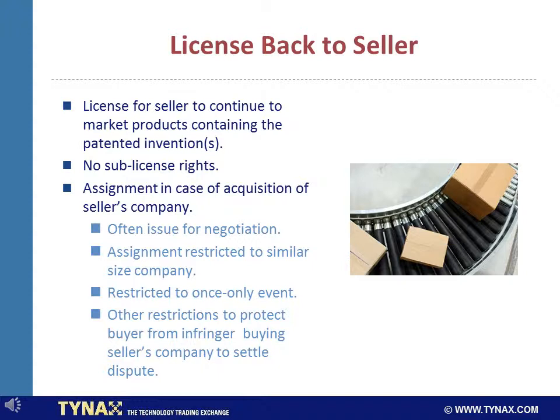The seller can restrict the assignment to a similar sized company. After the seller's company is sold, the number of units of products that are distributed under the license is thereby restricted. In other cases, the assignment of the license is restricted to a once-only event. Once the seller has assigned the license to the parent, it cannot be reassigned again to another company later on. Other restrictions are sometimes written into the patent purchase agreement to protect the buyer from the possibility of an infringer buying the seller's company in order to settle a future patent infringement dispute.